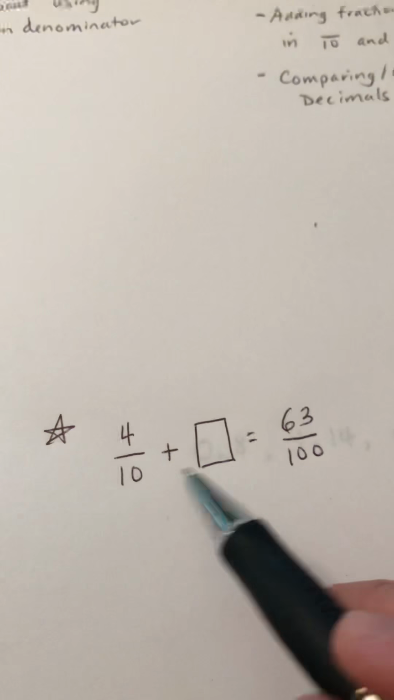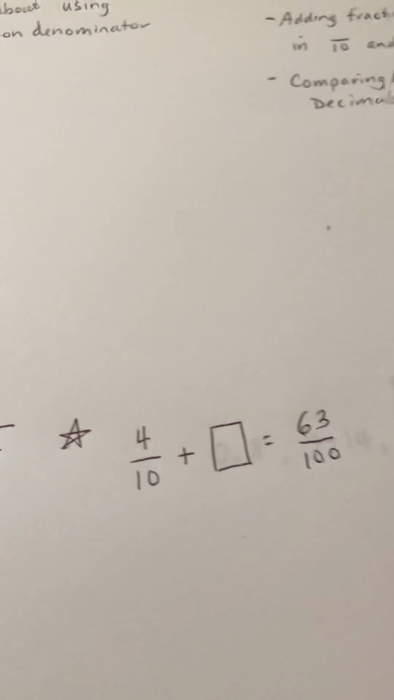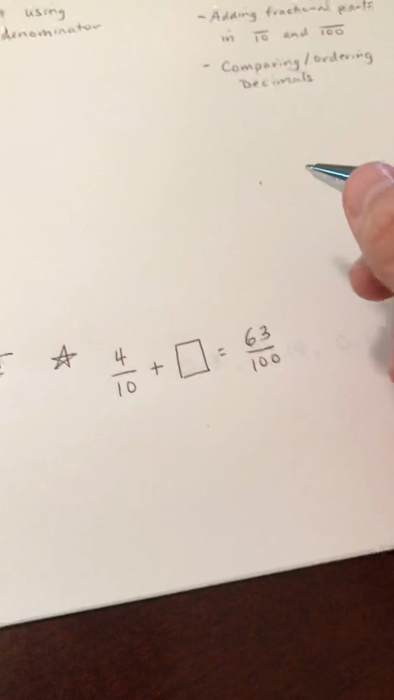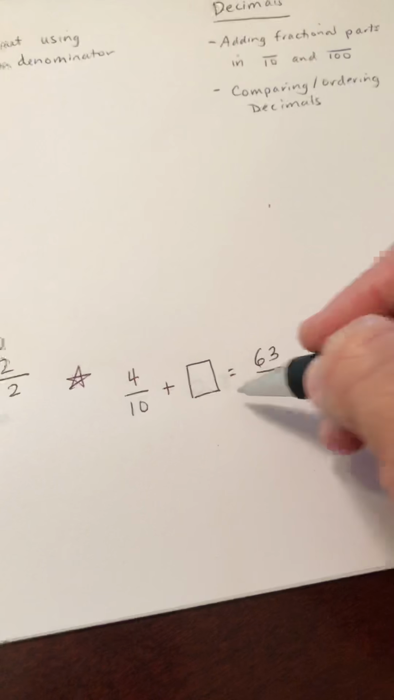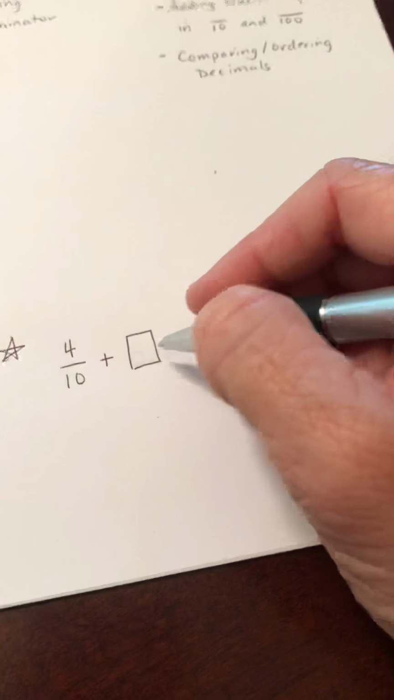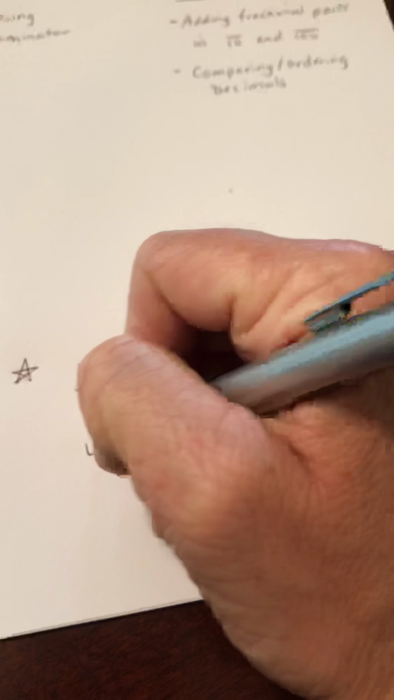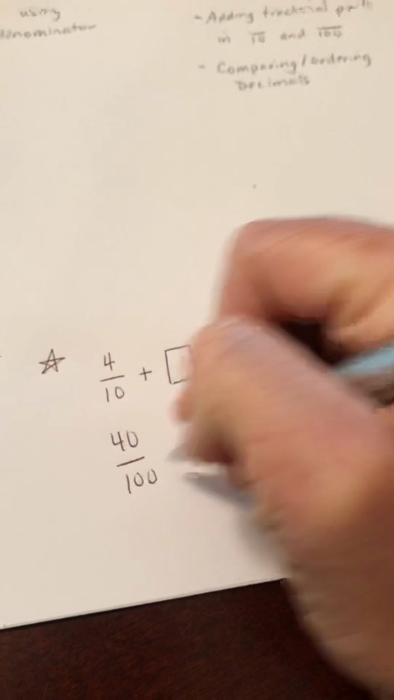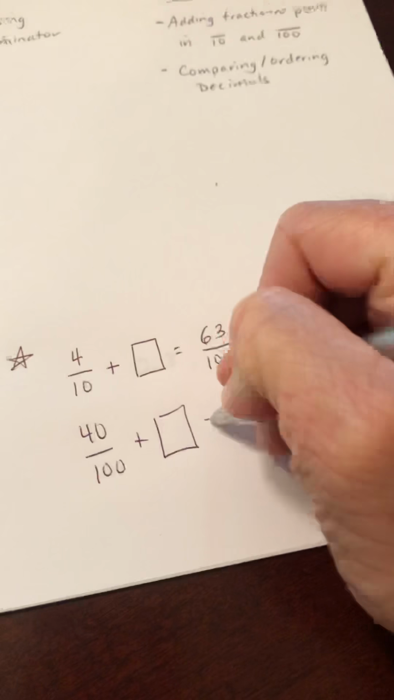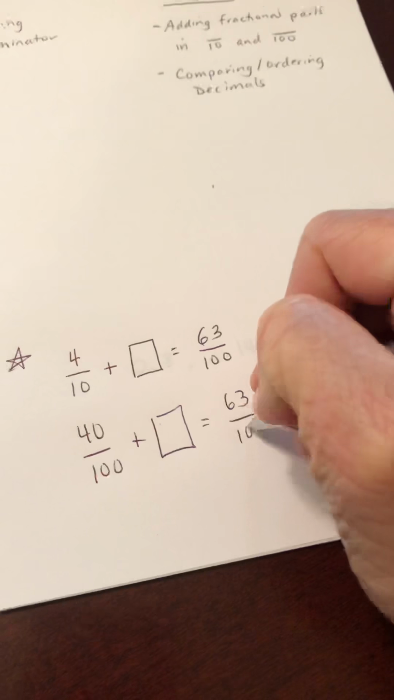This has a little bit of algebra to it. So 4/10 plus some amount equals 63 hundredths. We're working backwards here and use subtraction to find this answer, but it's not 63 minus 4. This 4/10 needs to become 40 hundredths. So 40 hundredths plus some amount is 63 hundredths.